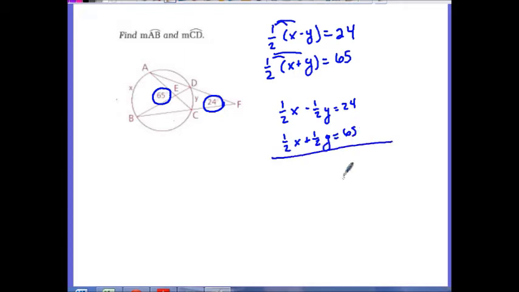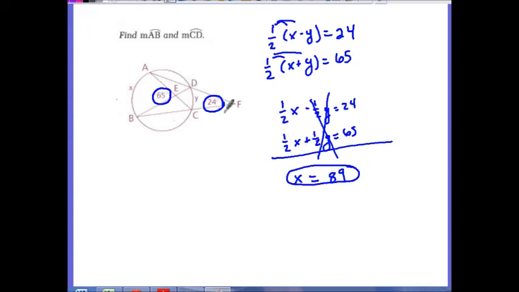Now this is a pretty easy system. My y's are going to cancel out. Same number, different sign in front. When I add going down, I'm left with 1x, or just plain x, is going to be equal to 89. So we found out what one of our arcs is, AB. Let's go ahead and plug that in and find out what our other arc is.